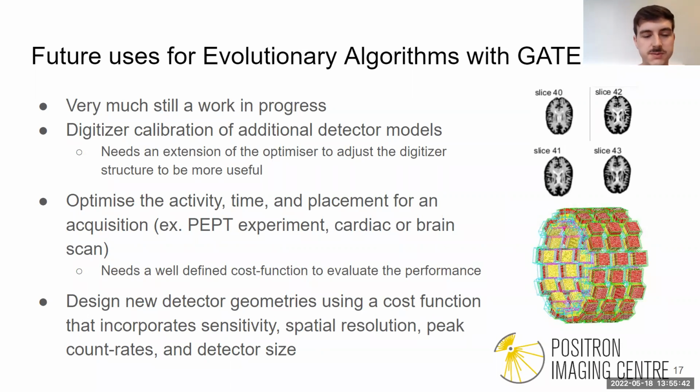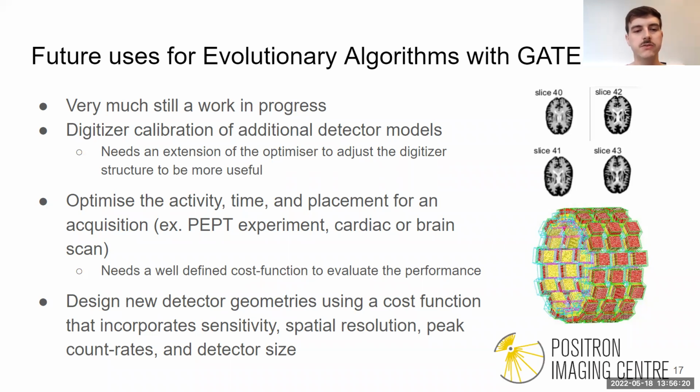So while this was one specific case of using an evolutionary algorithm with GATE simulations, there are some other ways that you could use evolutionary algorithms. While this is still improvement, you could use this same workflow for calibrating the digitizers of other additional detector models. And that would be very interesting if anyone has a digitizer model they're struggling to calibrate. I'm open to working together with you to apply this workflow to that. And I'm happy to use the supercomputing system here to run the simulations for that.